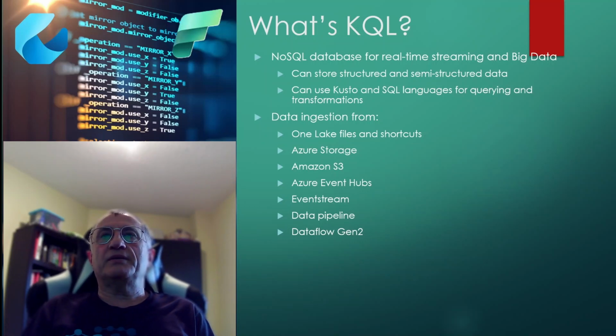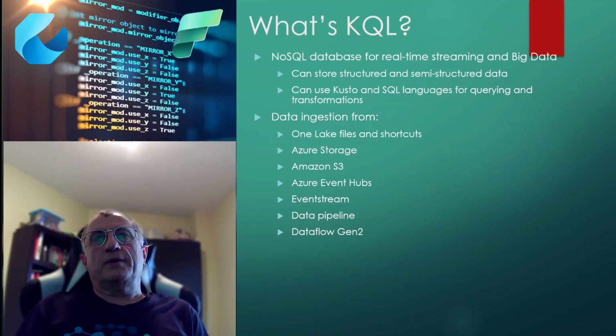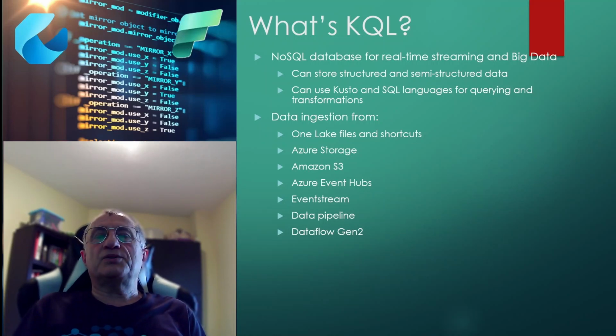Then you can create continuous streaming pipelines from Azure Event Hubs. Last, you can use event stream pipelines, which we are going to talk about shortly. Then there are also some batch pipelining options as well. So you can use data pipeline and the Dataflow Gen2 pipelines to ingest into KQL.